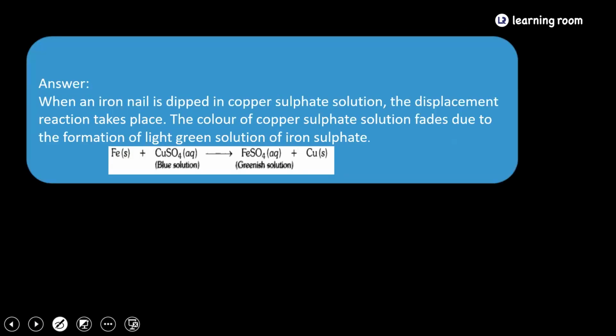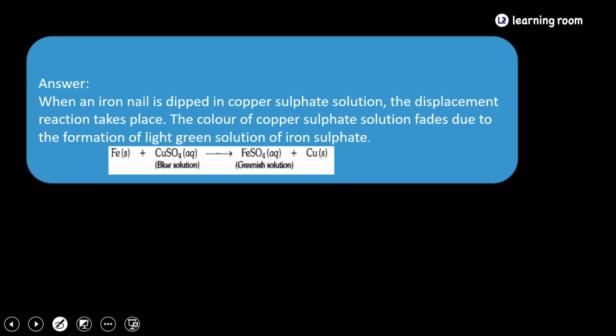So when the iron rod is dipped into the blue copper sulfate pentahydrate solution, iron displaces copper from the copper sulfate solution, and it forms ferrous sulfate and copper. That's why the color is changed.